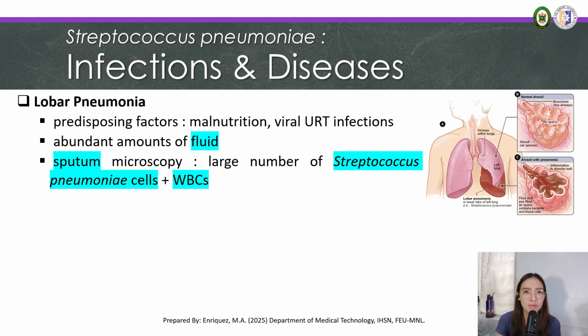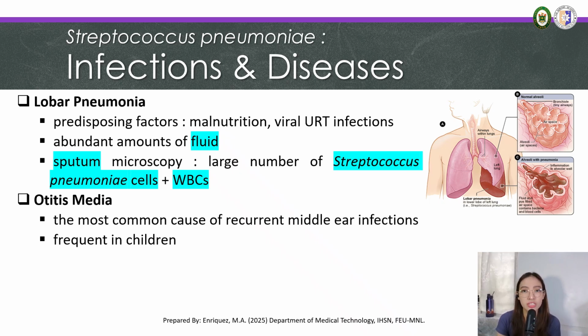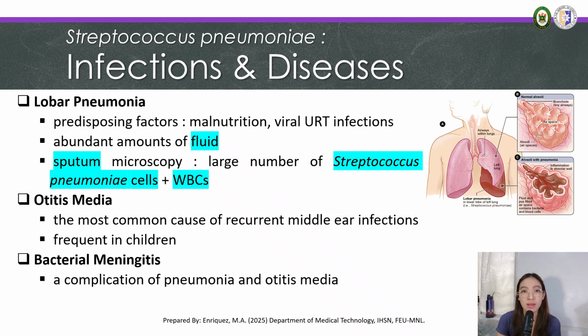In children, strep pneumo may also cause otitis media or middle ear infection, and if the infection is left untreated, it may also progress to bacterial meningitis.